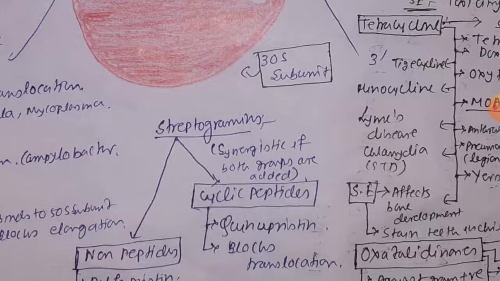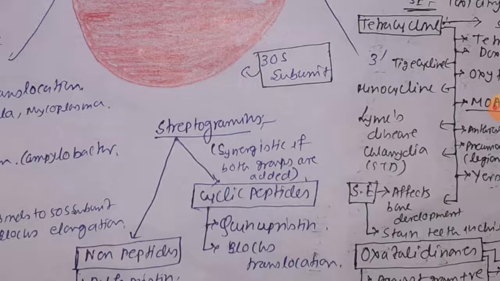We can use this for treatment of sexually transmitted diseases caused by chlamydia along with gonorrhea. We can also use it to treat certain kinds of pneumonia, for example pneumonia caused by Legionella along with Mycoplasma, and certain gastrointestinal tract infections caused by Campylobacter. So that is all about macrolides.